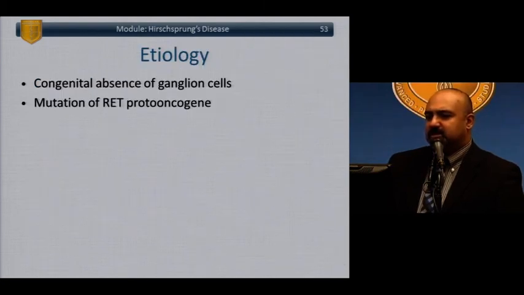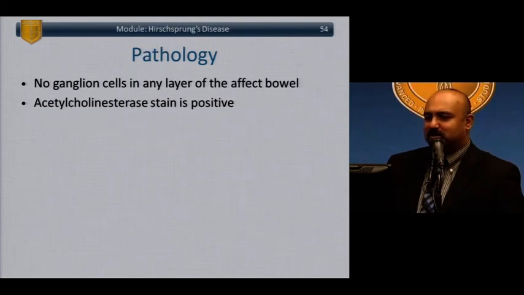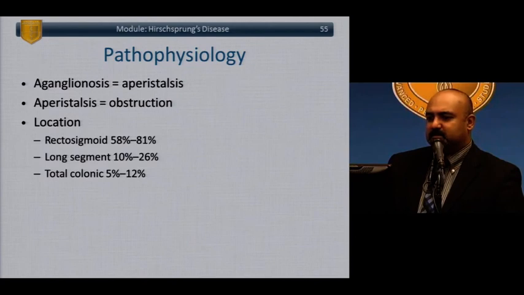The etiology of this is the congenital absence of ganglion cells, and it's a mutation of the RET proto-oncogene. Ganglion cells basically travel from the esophagus down to your anus, so wherever they stop migrating, that's where your level of Hirschsprung's disease is going to be. There are no ganglion cells in any area of the affected bowel, and when you stain this, the acetylcholinesterase stain is positive. So the pathophysiology for Hirschsprung's is aganglionosis equals no peristalsis, and no peristalsis equals the obstruction.